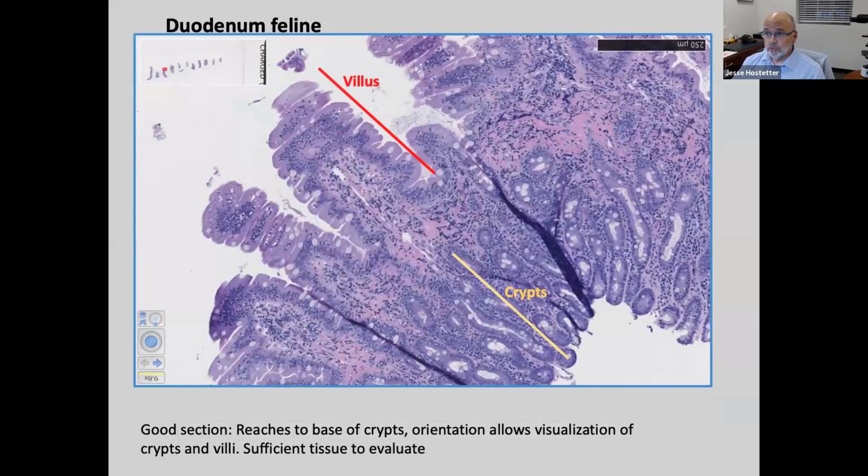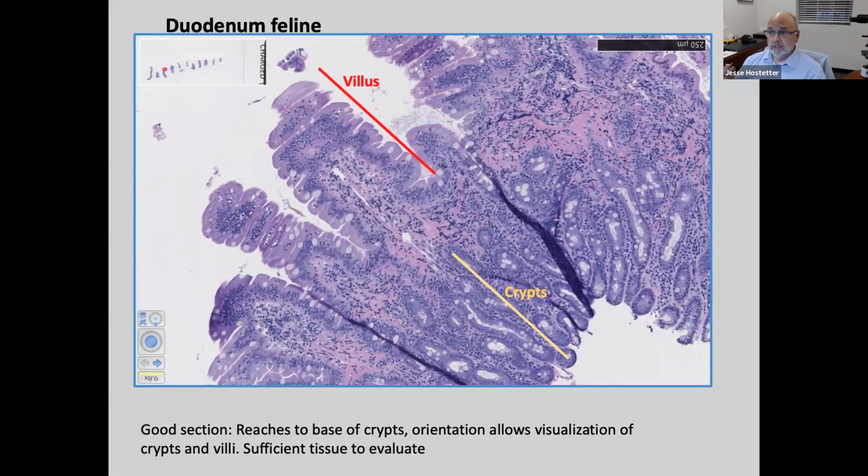Here's what we're looking for. This is kind of the holy grail of the endoscopic biopsy. What we have is really nice and deep sections that extend from the tip of the villus through the lamina propria all the way down to the base of the crypts. And they're oriented so that you can see the orientation of the crypts with respect to the villus, and we have multiple villi and crypts that are present for us to evaluate.